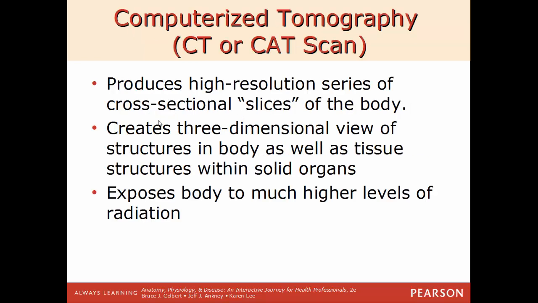You're able to get a clearer image of what's going on because you are looking at the body from different angles. The CAT scan or CT scan will produce a very high resolution series of what are called slices of the body. This will create a three-dimensional view of the structures as well as tissue structures and solid organs. Now this is really good detail in this type of imaging, but it will also expose the body to much higher levels of radiation.